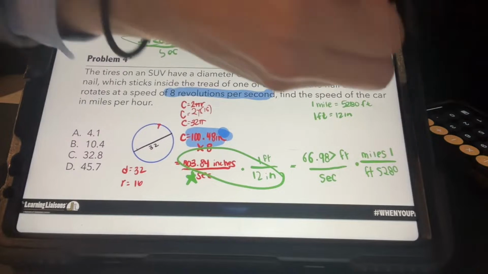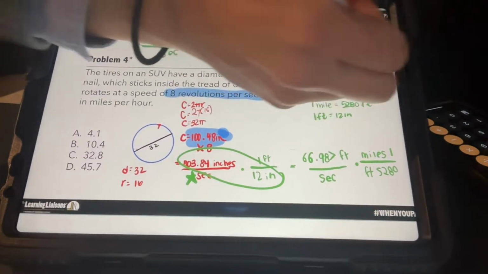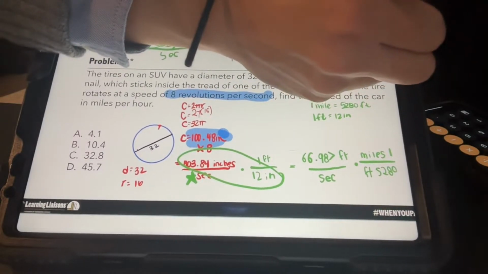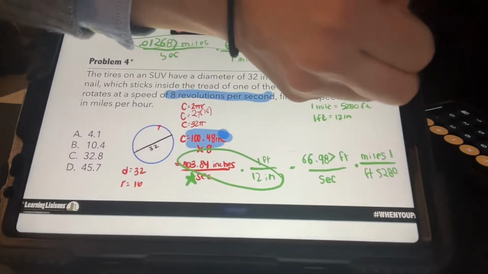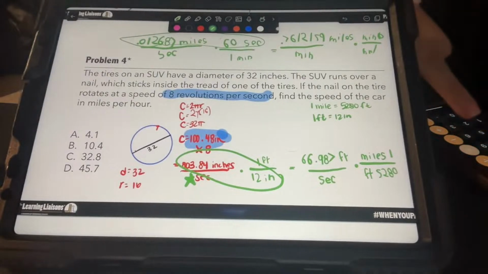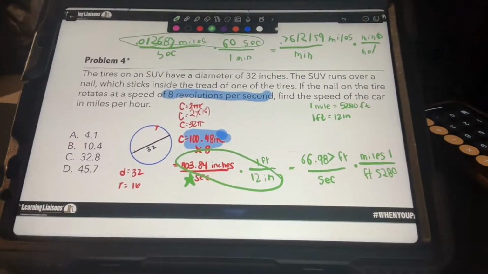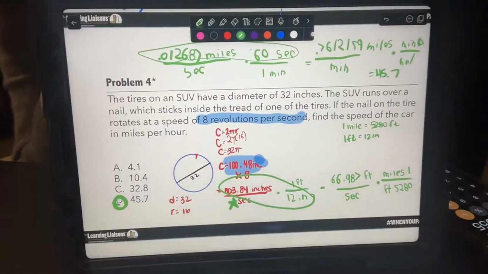Nope. Miles per minute. And now I'm going to convert that into hours. 60 minutes in 1 hour. Multiply that crazy decimal times 60. And I get 45.7, which is D.